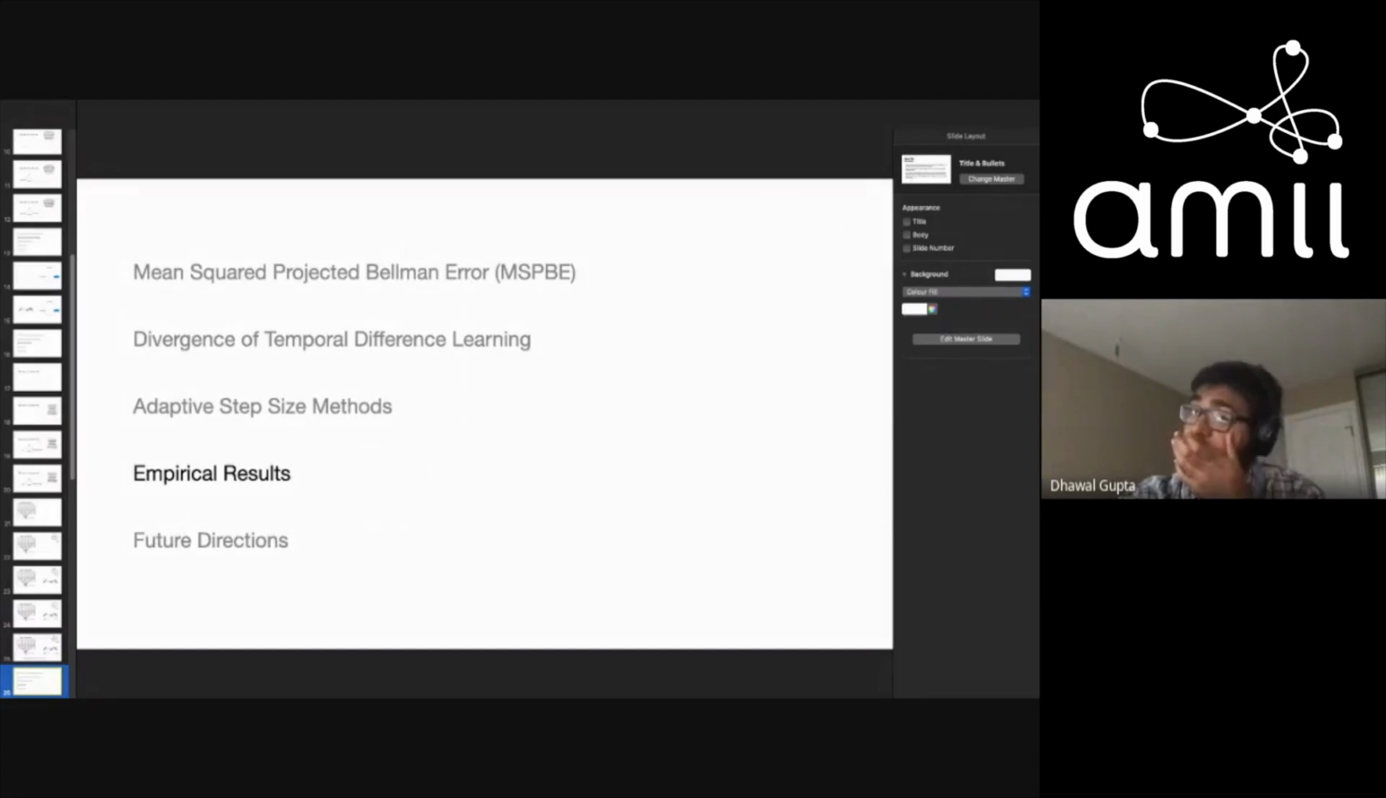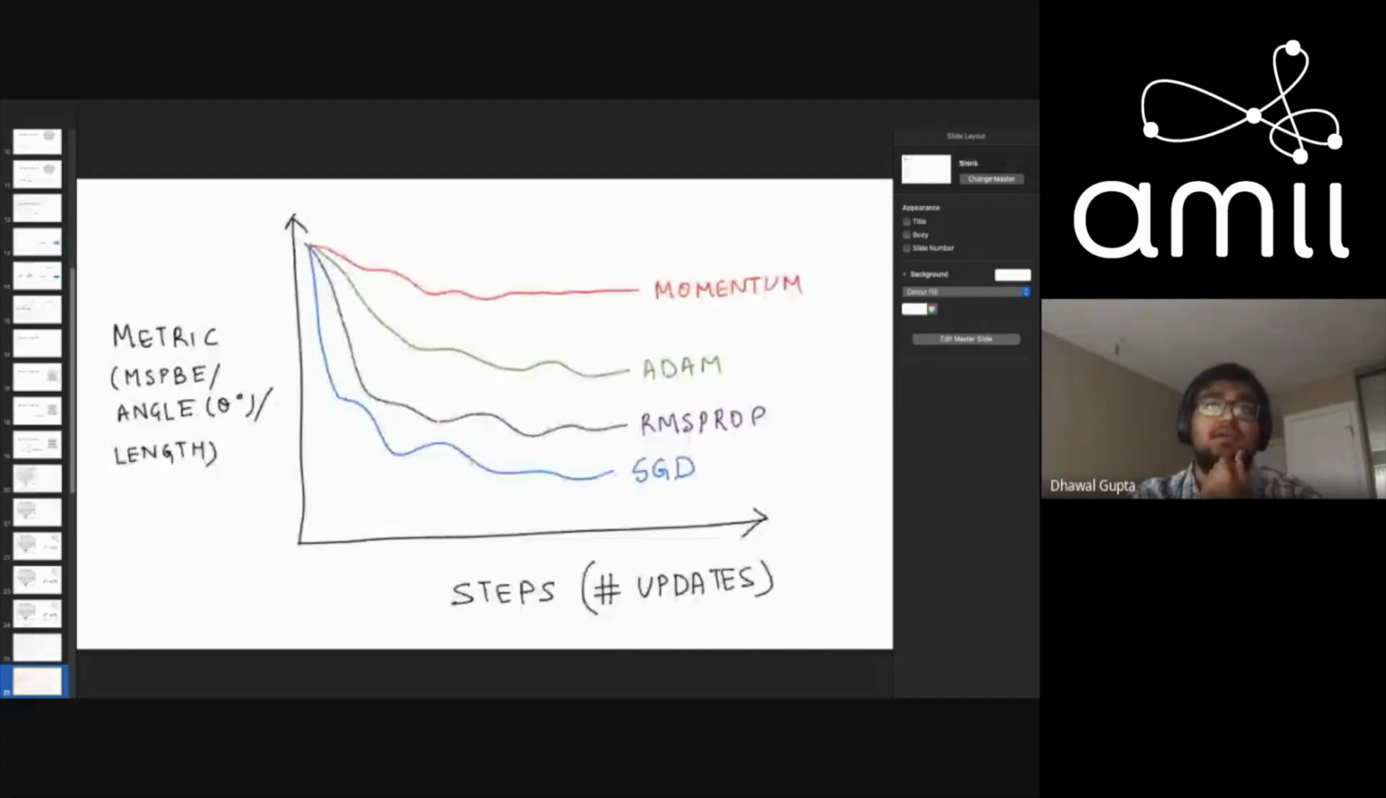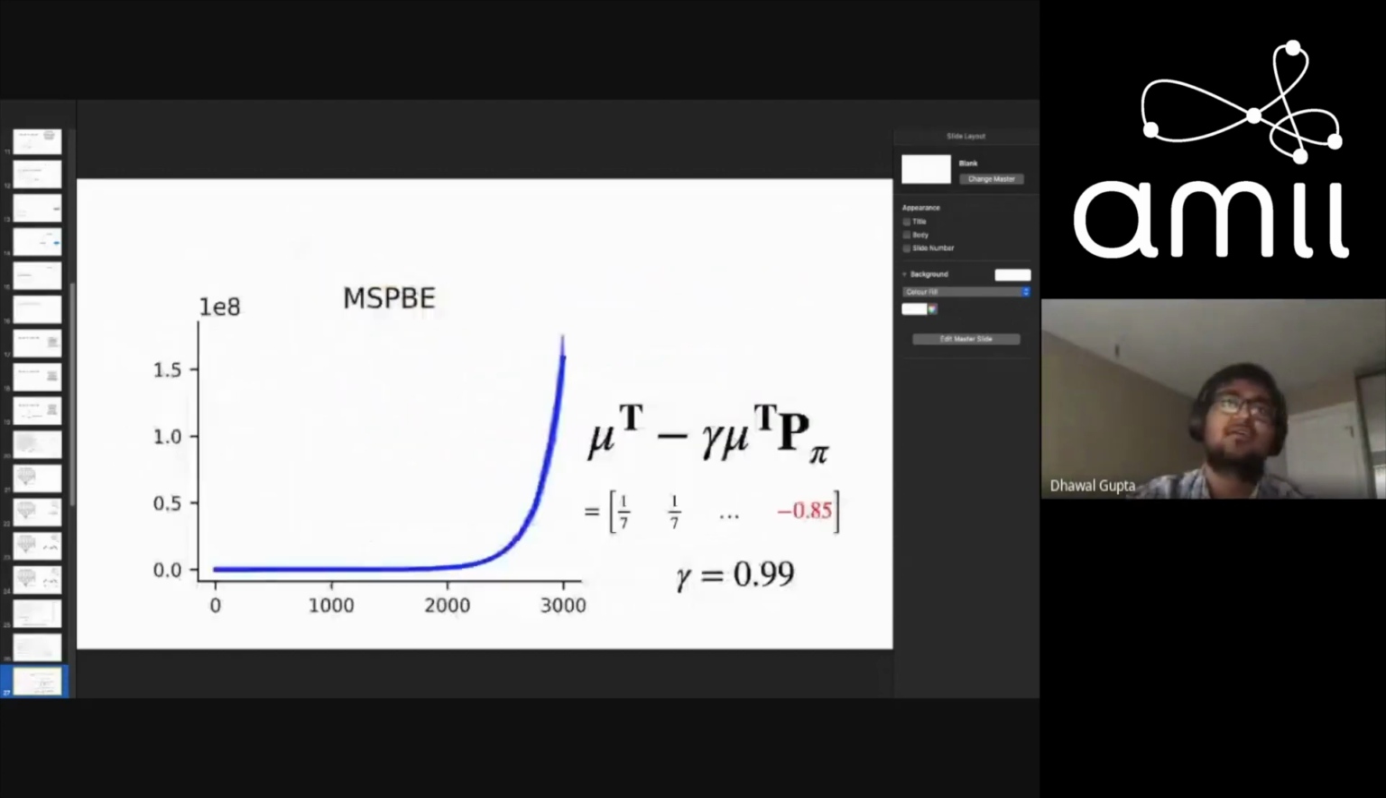Now I'm going to move on to some empirical results, which show how Adam and RMSProp behave on these problems. This is a legend of how the results are going to be. The x-axis is going to show the steps or the number of updates. The y-axis is going to be a metric, like the mean squared projected Bellman error, or the angle, or the length of a vector, and these are going to be the color codes.